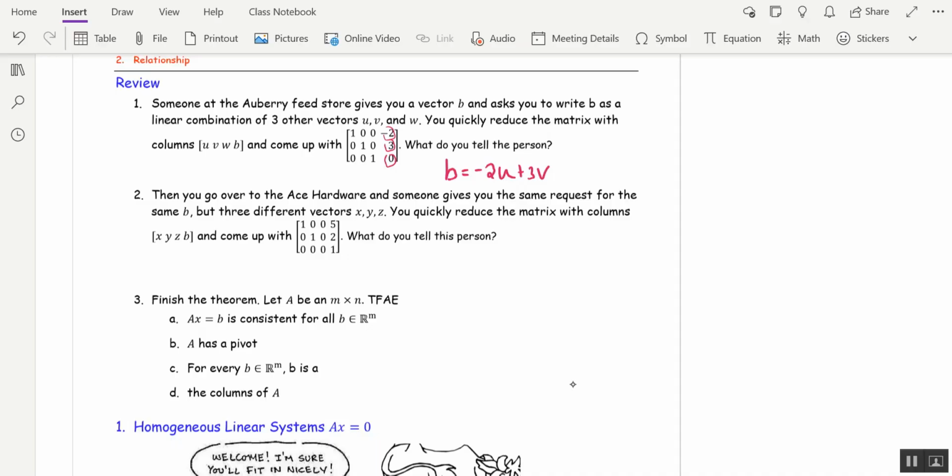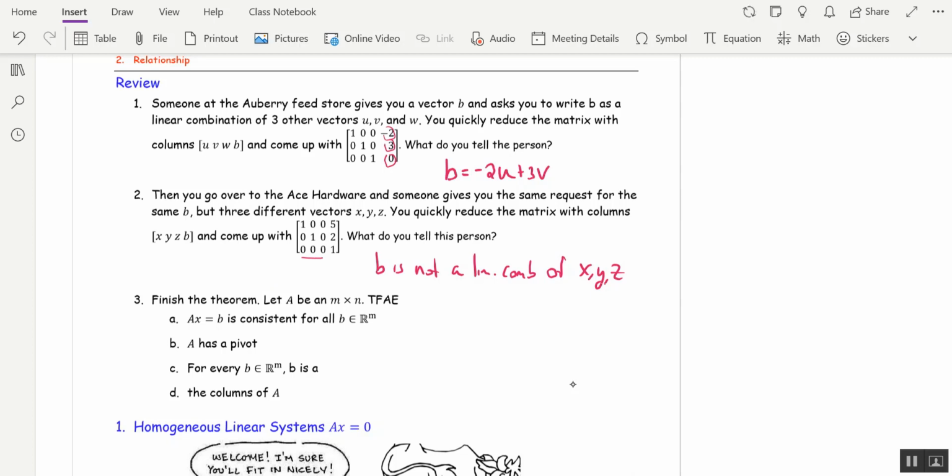Then you head off to ACE, and someone else gives you X, Y, Z and asks you to write B as a linear combination of X, Y, Z. You do a quick matrix reduction and you come up with this matrix. You're going to tell the person that B is not a linear combination of X, Y, and Z, so it can't be done, because this corresponds to an inconsistent system because we've got a row that goes 0 equals 1.